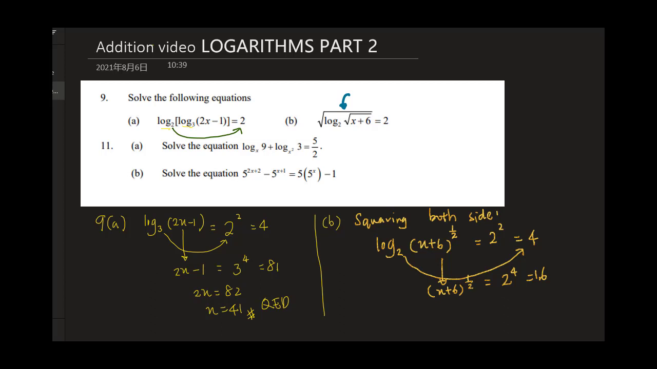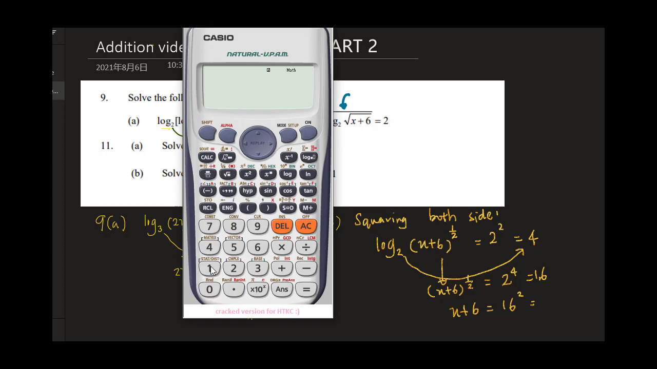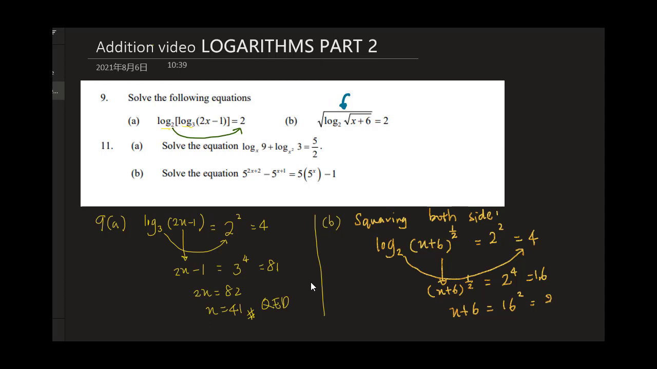What you have to do right now is square both sides again. So you get x plus 6 equals 16 squared. The value becomes bigger. 16 squared, as you know, is 256. So x equals 250. It's not that difficult for question number 9.